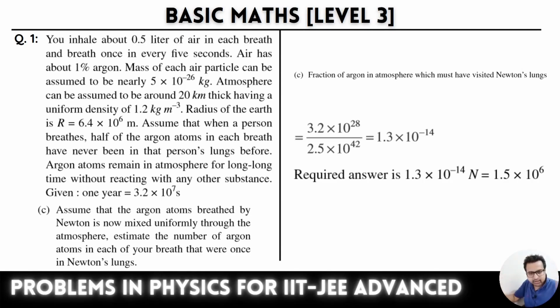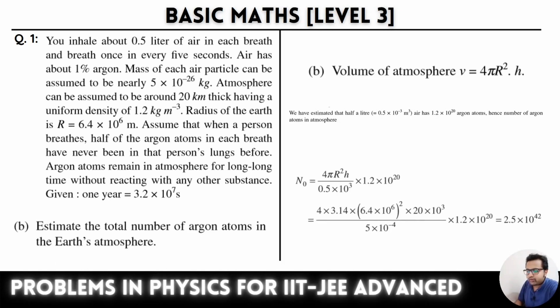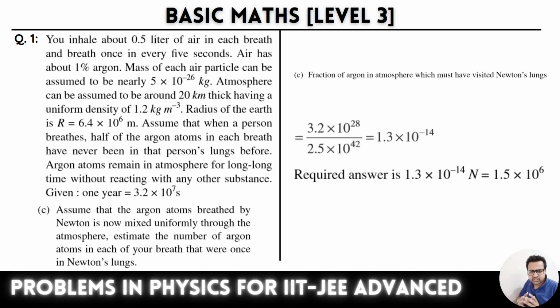And in the system, in the atmosphere, we have calculated the total number of argon atoms. That is 2.5 × 10^42. So these two observations we have already done.